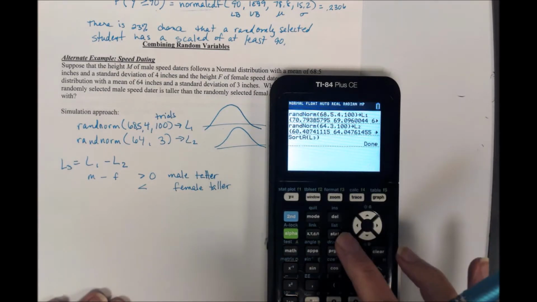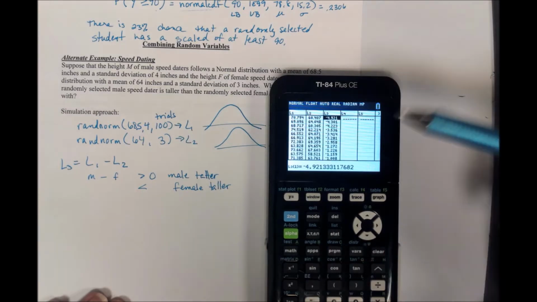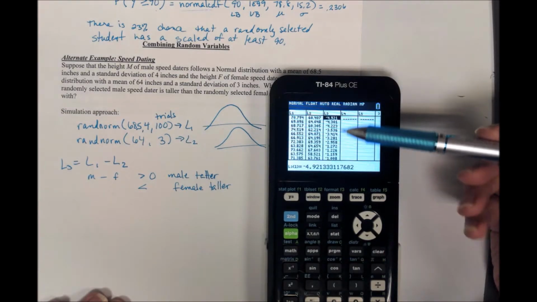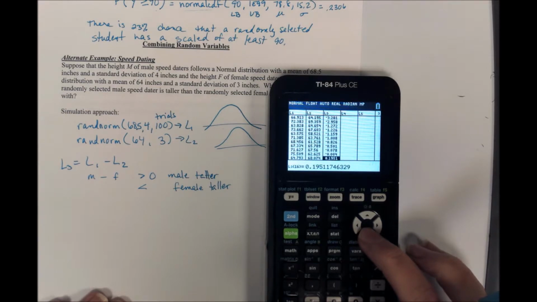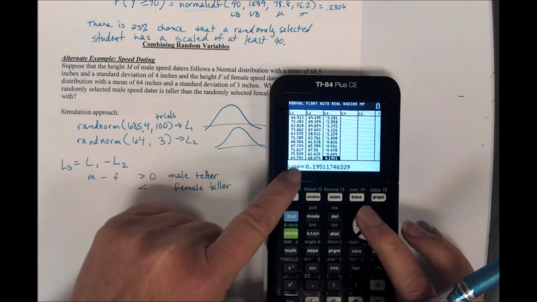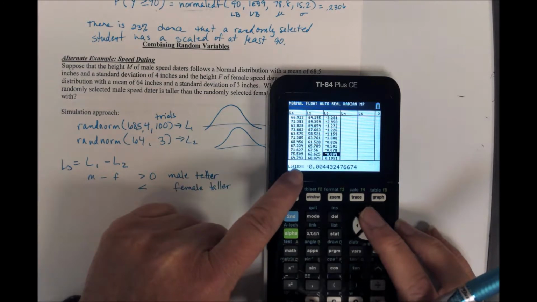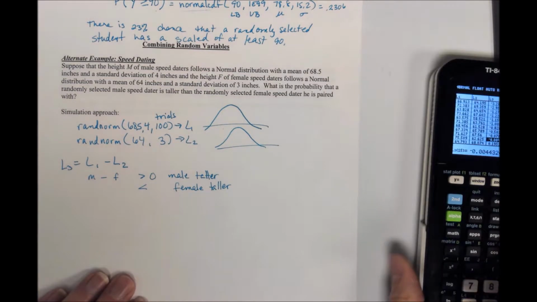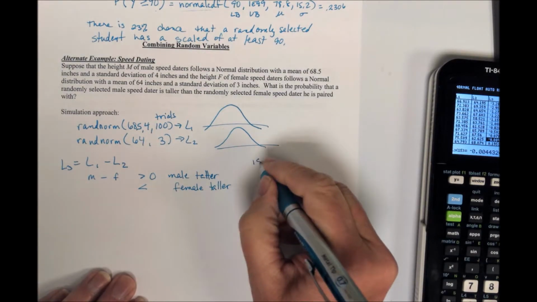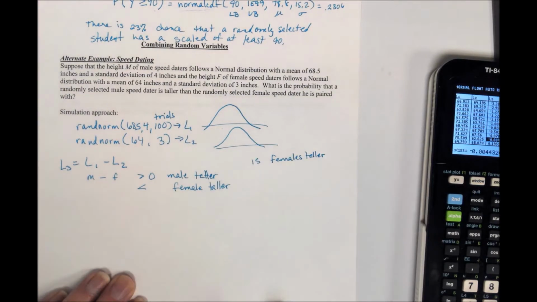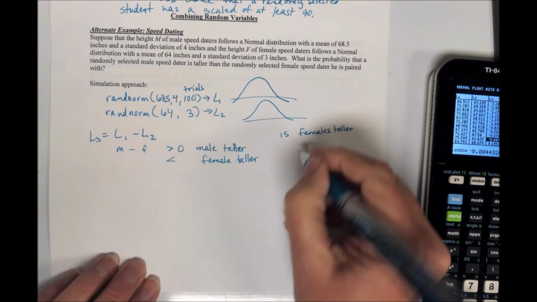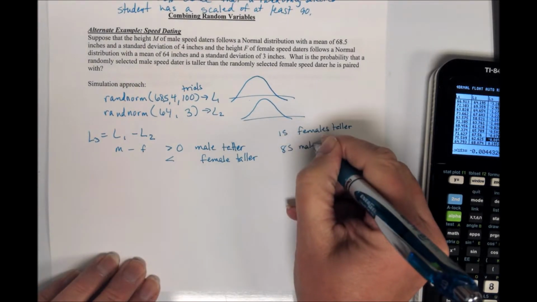So now if I go back to my list and look at list 3, my negatives are going from least to greatest. So now I can just count how many negatives I have. If you look over here, I'm on the 16th number. So that last negative number was number 15. So in my 100 trials, 15 females were taller, which means 85 males were taller. So just find the complement.